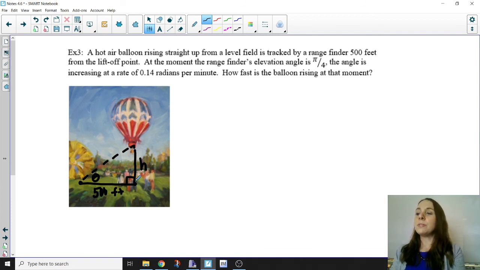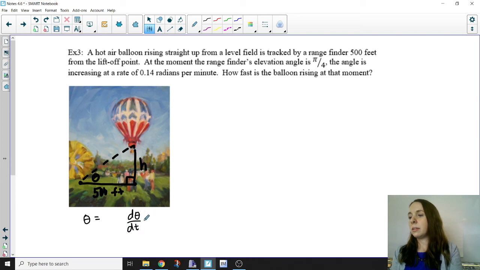But also it's fun because what we get to use here, should I tell you yet, or should we do our little bank of information? Maybe we should do our bank of information. Okay, what are our variables? We have theta. Theta is changing, so we have d theta over dt. We have h, and it is changing, so we have a dh over dt.